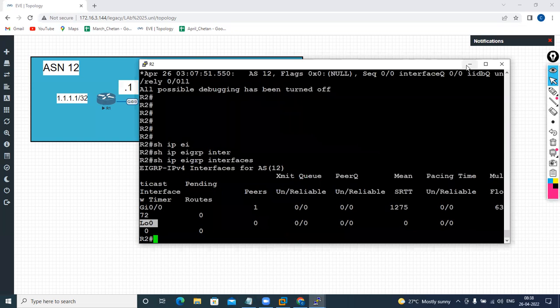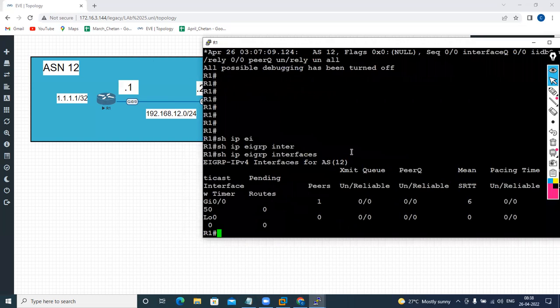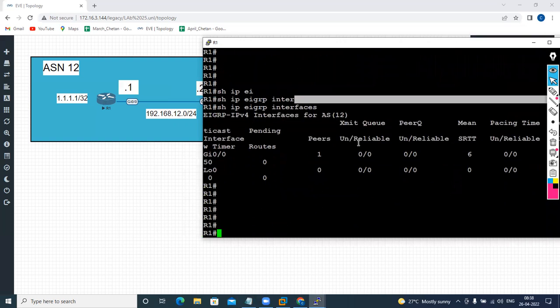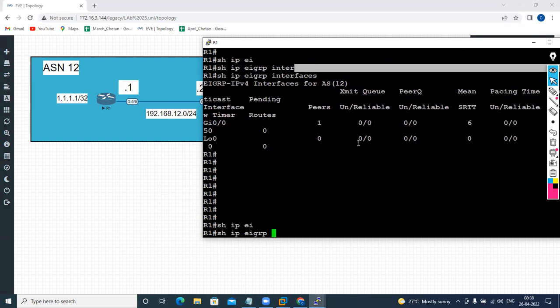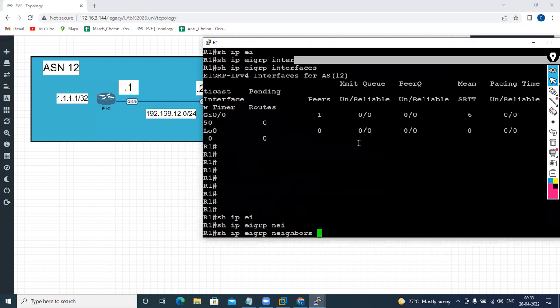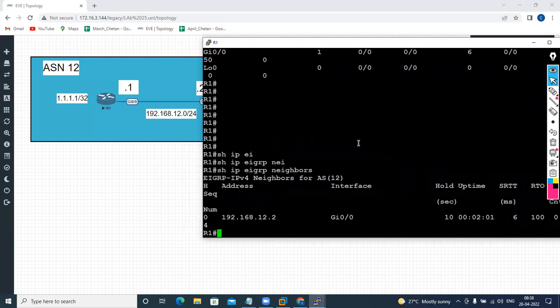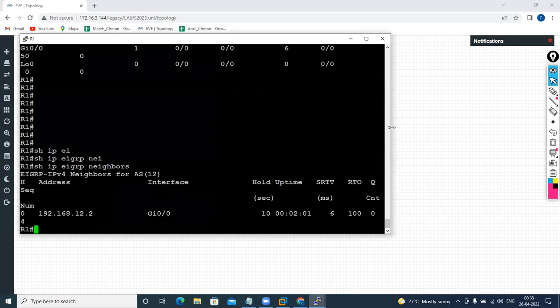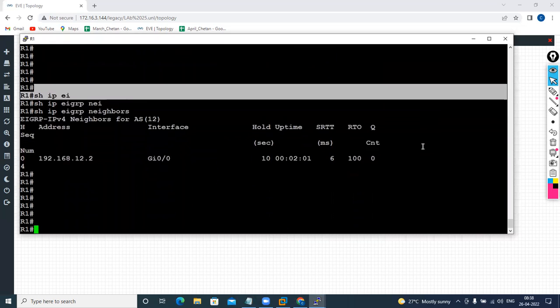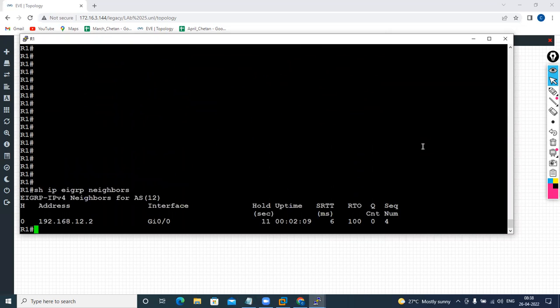Now, how to check the neighbor adjacency? Show ip eigrp neighbors. This command will show you the EIGRP neighbors. So now you need to understand the components of this command.